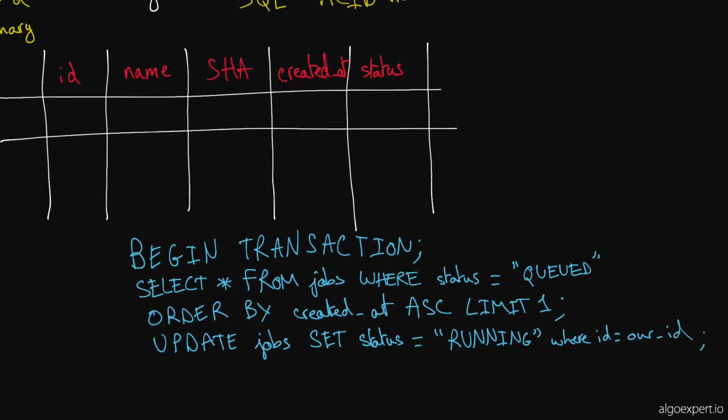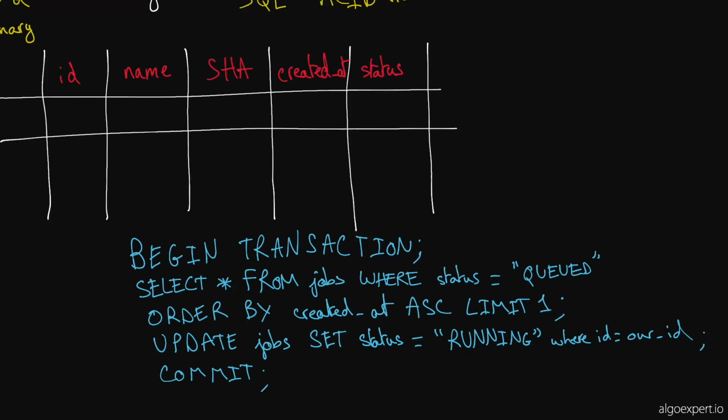I'm trying to think, am I missing something? A couple things. You forgot to commit once you're done with the update. That's essentially going to update that row for the worker. But what if there are no jobs currently in the queue? They're either all running or all succeeded or failed. Where exactly does this come in?